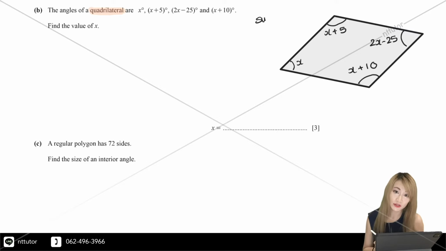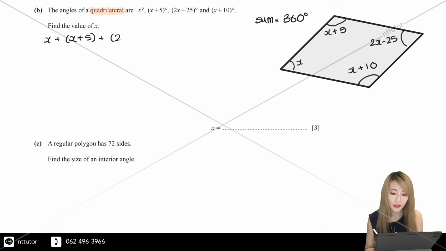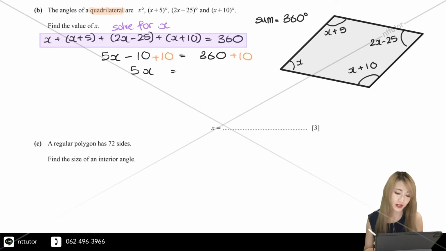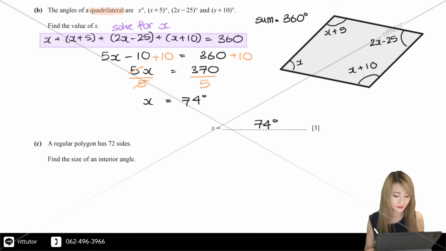The sum of the interior angles of a quadrilateral always add up to 360. This means that if you add all these angles up, it must equal 360. And we can use this to solve for x. So if we simplify the expression, that's 5x minus 10 equals 360. And then you can use it to solve for x, so plus 10 to both sides. 5x equals 370, then divide both sides by 5. x equals 370 divided by 5, which is 74. So x equals 74 degrees.